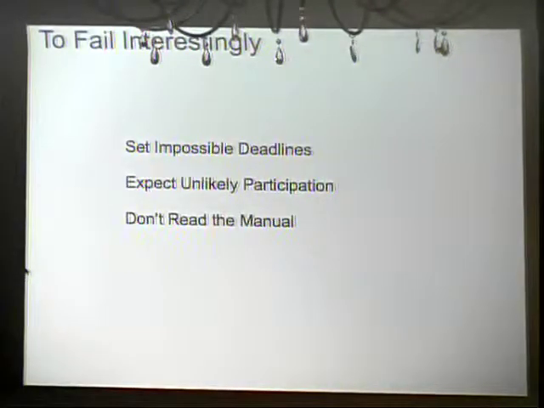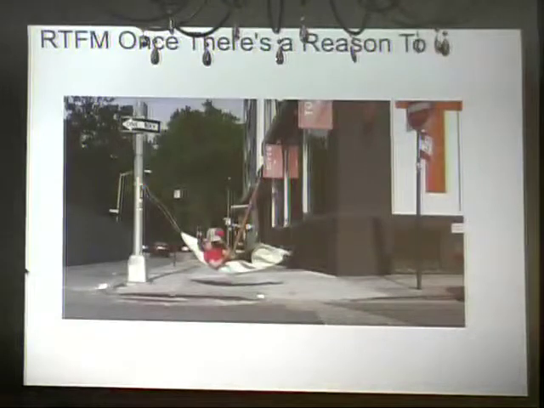So some ways to fail, interestingly, set impossible deadlines. We're going to buy and master and bring to Hope a laser cutter. Expect that you'll get unlikely levels of participation. So if we can just get 144 people, each with their own 120 milliwatt laser, we can do blinking lights to the space station. Really easy. And the last thing is, don't read the manual. The manual can only tell you what the system should do, not what you should do with it. You should read the manual after you fuck up.